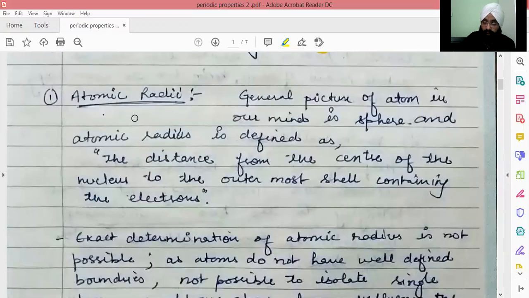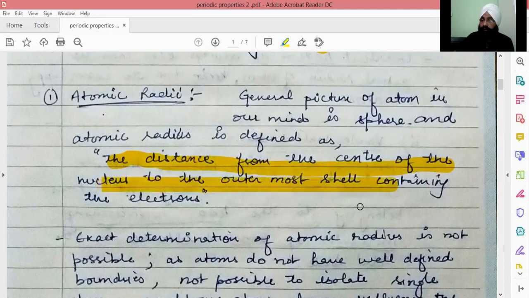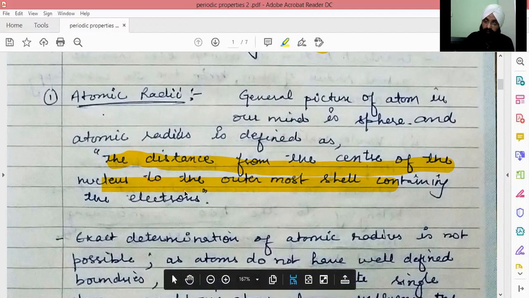So now, first of all, atomic radii. The first property, atomic radius. Generally, we all have a picture of an atom in our mind. It is spherical in shape. So by considering so, it is the distance from the center of the nucleus to the outermost shell containing the outermost electron. So it is the distance from the center of the nucleus to the outermost electron.